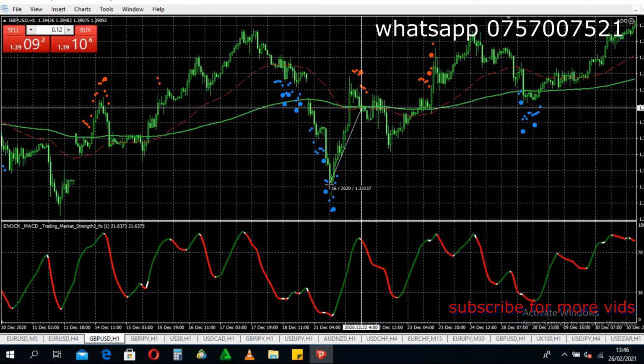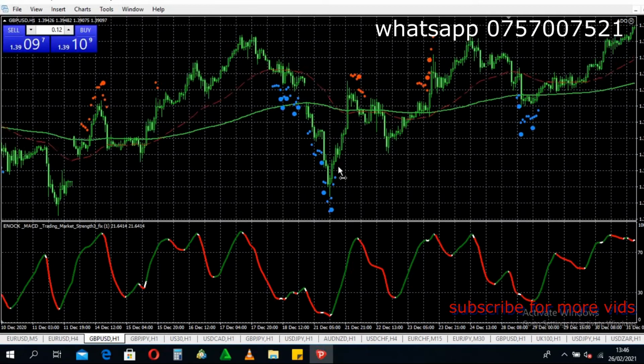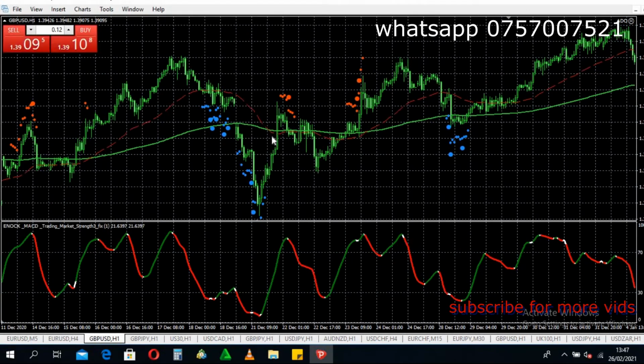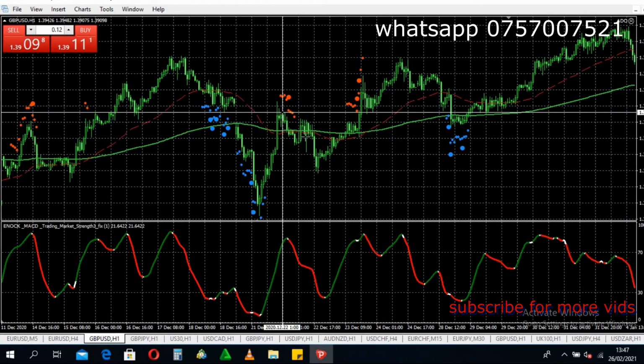So we have a winner of 2,020 points, that's $20, and we also have a winner of around $6. In this situation, we make a loss of around $9, but we make 6 and 20, giving us a very good profit. As we move on, the 50 moving average also moves below. We continue getting sales. So as you can see, it's a very good winning strategy.